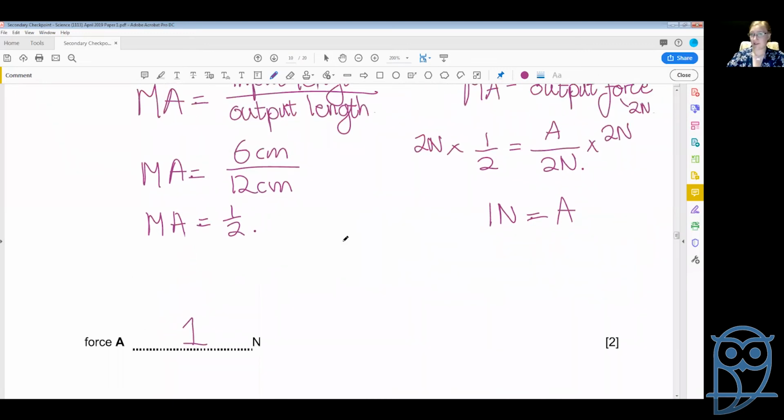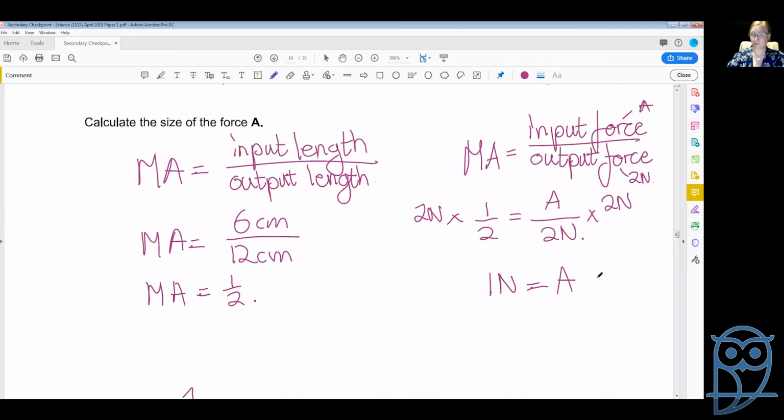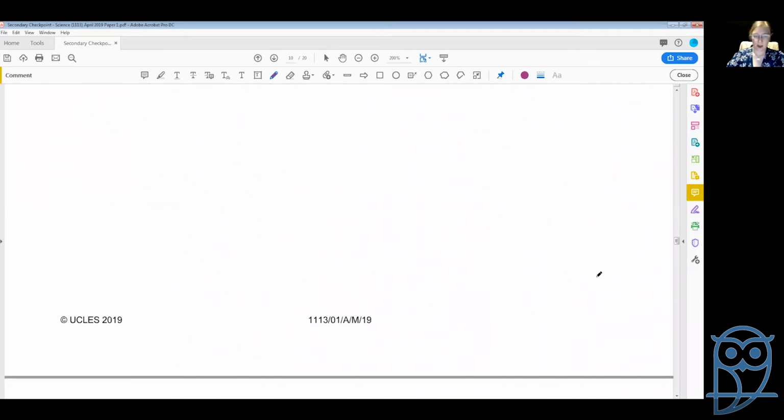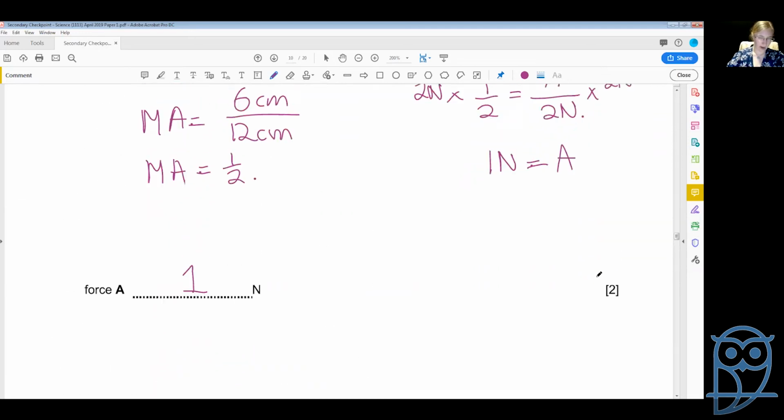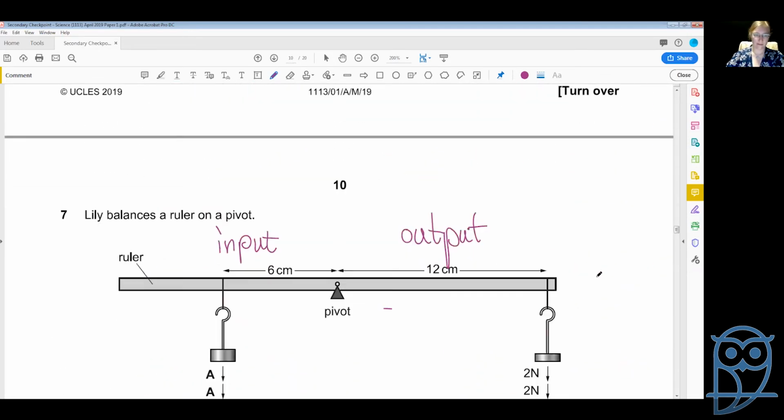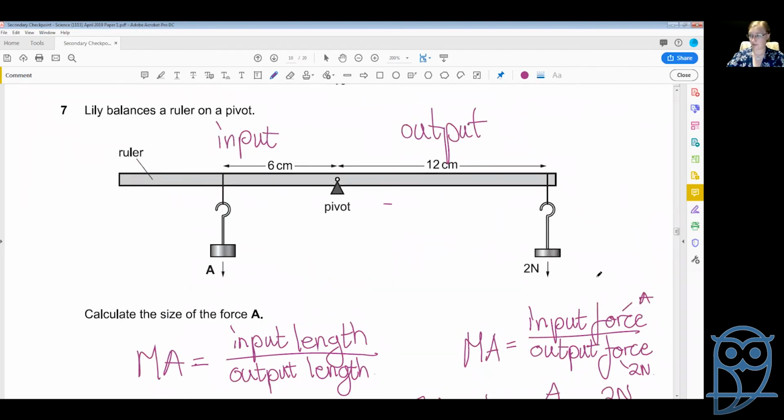Okay, does this make sense to you guys? I hope so. The next question starts there, but I am going to stop here for today. So we got up to question 7. Okay. Are you stuck with the mechanical advantage?